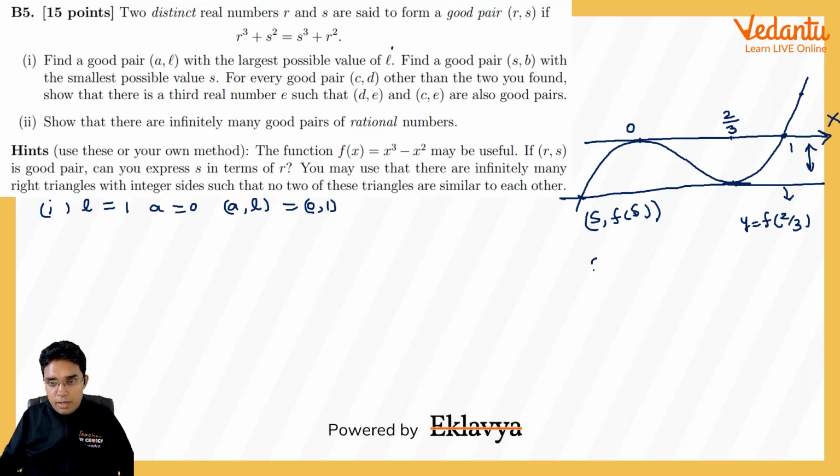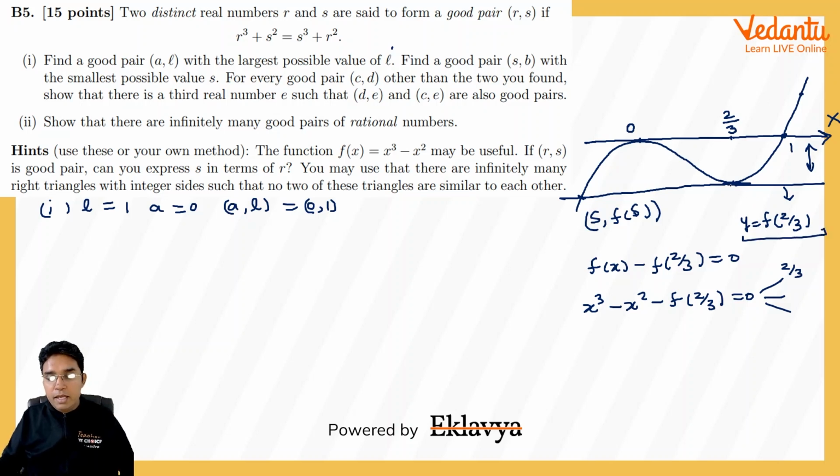So here if I solve for this cubic, f(x) minus f(2/3) equal to 0, and f(x) is x cube minus x square, minus f(2/3). Here I will try to solve this question without finding f(2/3). You can see this is a cubic whose one root is 2/3, and not only one root, actually this line y equal to f(2/3) is a tangent of this graph at 2/3. So 2/3 should be a repeated root, and the other third root will be this S.